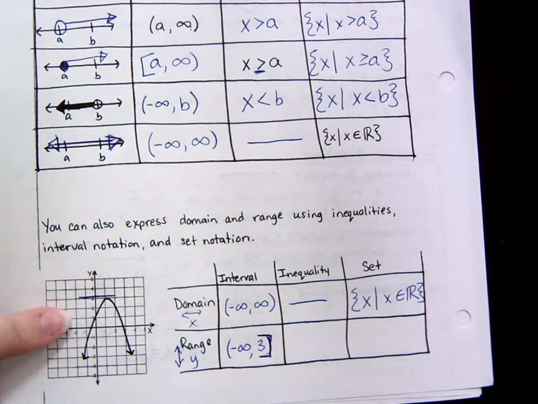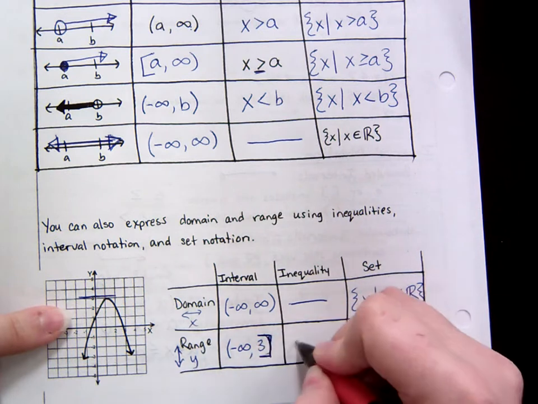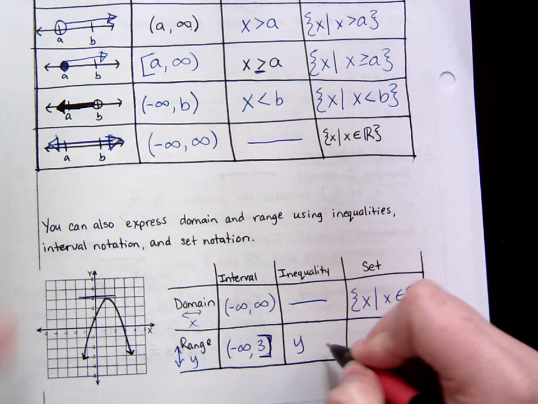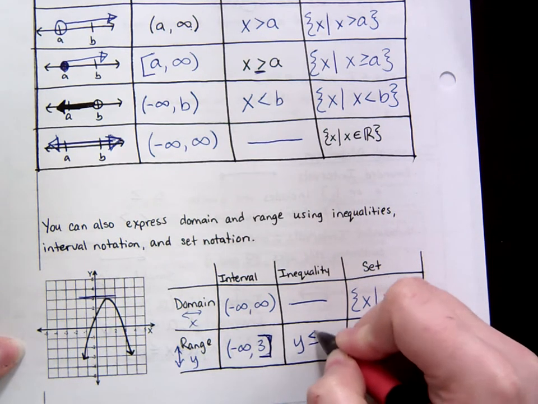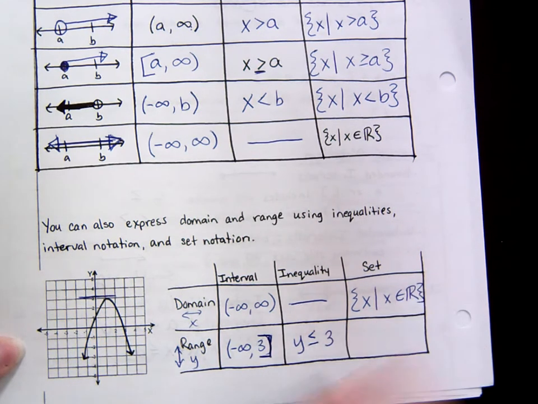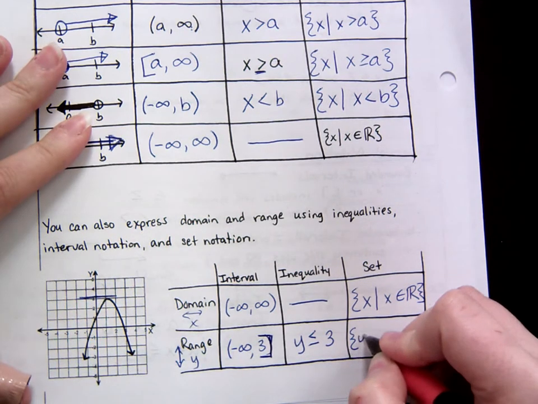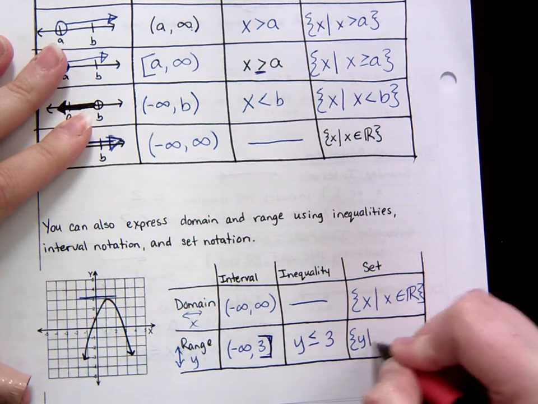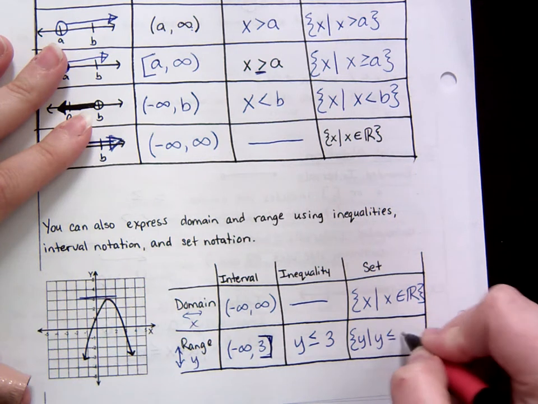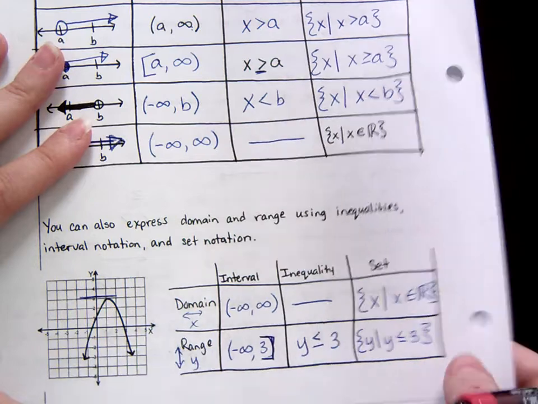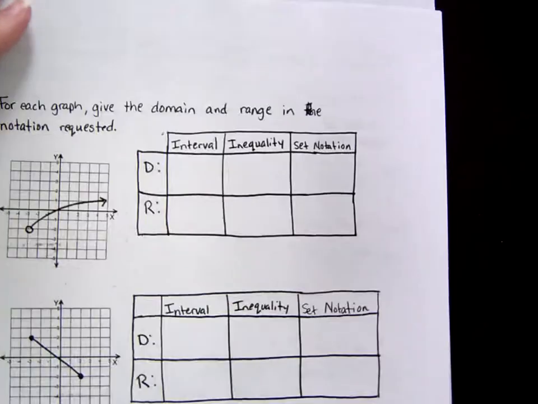Now for your inequality, because we're dealing with range, it's your y. All my y values are below 3 or equal to, so less than or equal to 3. And then for your set notation, it's the set of y values such that y is less than or equal to 3. Okay. So a few more.